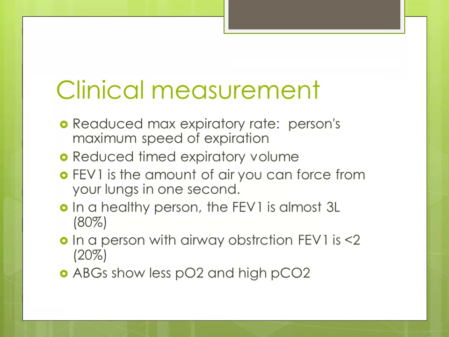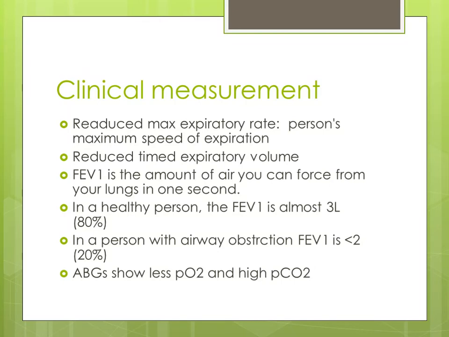And there would be reduced timed expiratory volume, also known as the forced expiratory volume 1, which is the amount of air that a person can force from his lungs in 1 second. Usually FEV1 is maximum in the first second. When you expel the air out during the first second, a healthy lung is able to expel most of the air out. Approximately 80% of the air would be expelled in the first second. So his FEV1 is going to be 80% in a healthy lung, or more than that.